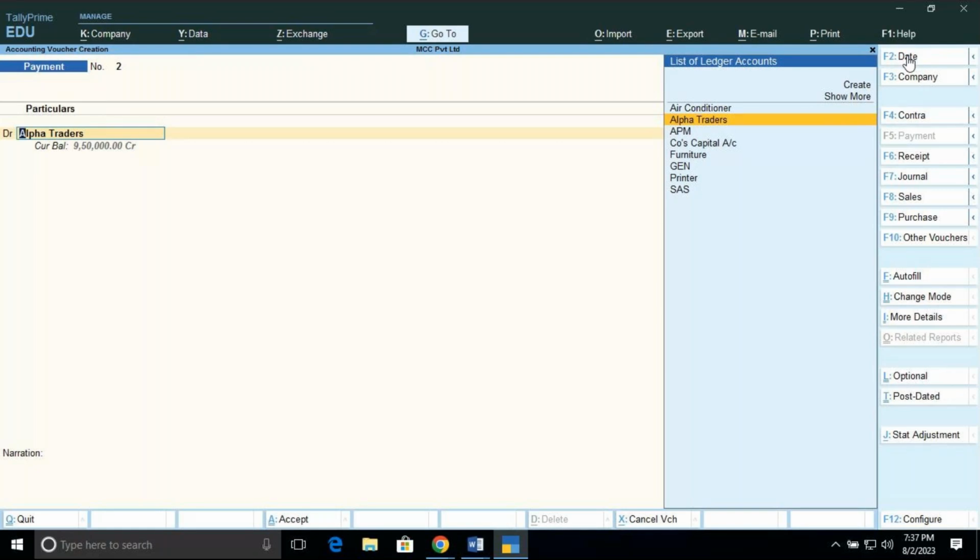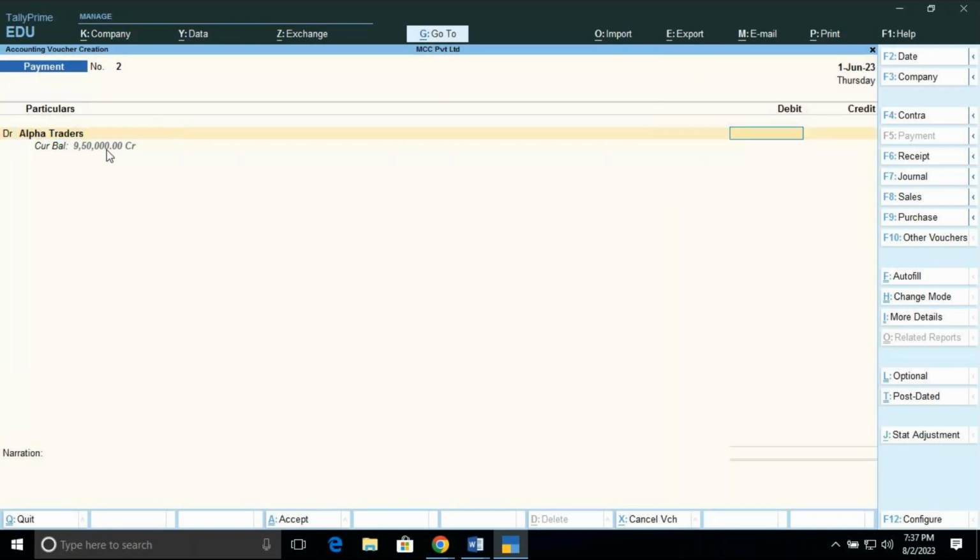So Alpha Traders. See, the characteristic feature of Tally is what? At any point in time, if you select a ledger, it will show the current balance. See, it is showing 9 lakh 50. The 9 lakh 50 is the credit balance, that means we owe, we have to pay. Enter. I'll punch in the amount, 9 lakh 50.